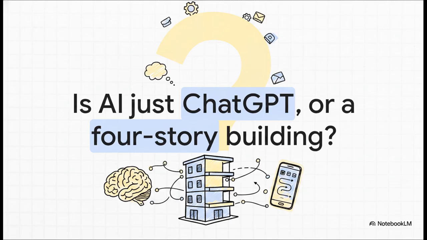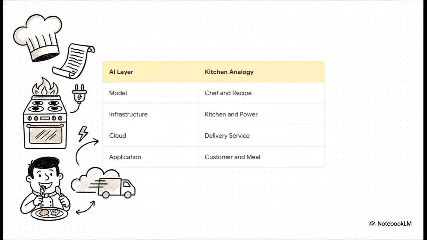But in reality, every AI application you interact with is supported by a towering four-story infrastructure. Each floor has a completely different responsibility, and they all work together to create the intelligent applications we rely on. A really great way to picture this entire stack is by using a simple kitchen analogy. Think about it like this.